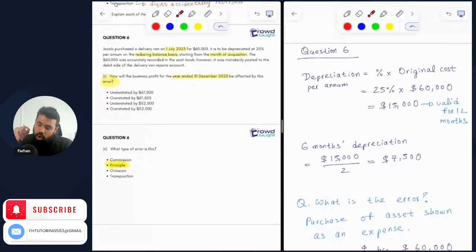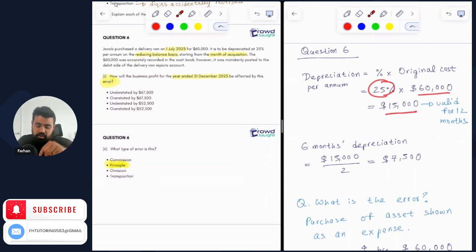Okay, so although you're using the reducing balance method, which normally calculates depreciation by multiplying the percentage on the carrying amount, in this case, you're not doing that. In this case, the asset is still in its first year of usage. So if you want to find the depreciation, you can simply apply the given percentage on the original cost. You can see the workings on the right-hand side. The given percentage is 25, and we multiply that with the original cost of $60,000, and that's how we get depreciation of $15,000.